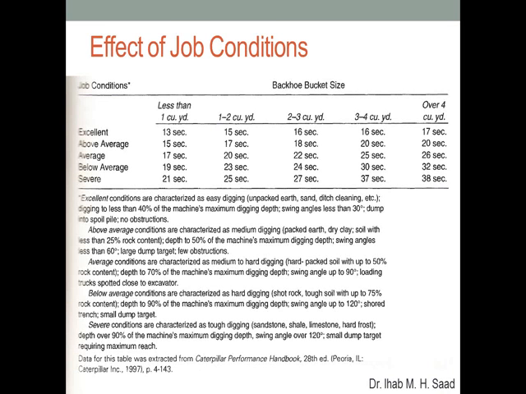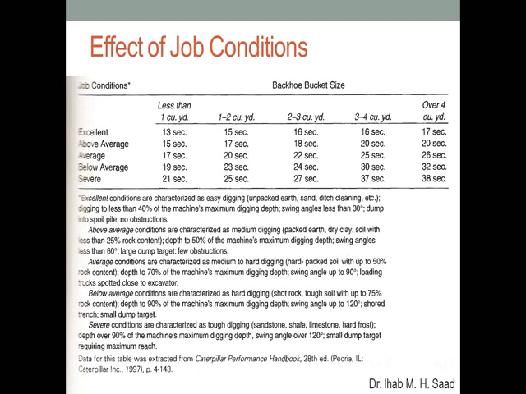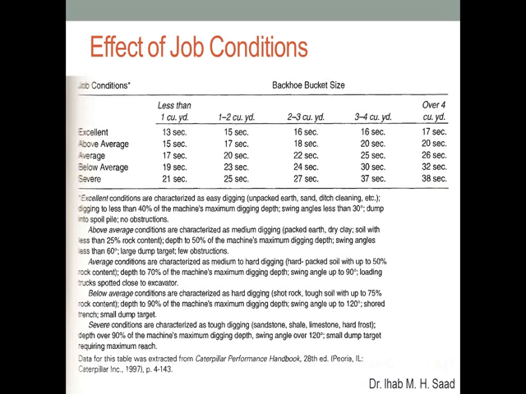And it's a small dump target requiring maximum reach. So you have to maneuver to make sure that you don't spill that soil out of the dump truck. So it requires additional maneuvering. Now comparing between the excellent job conditions and the severe conditions, we find a difference of 8 seconds. 8 out of 13, that's almost 60%, which means that the production is going to be reduced considerably.